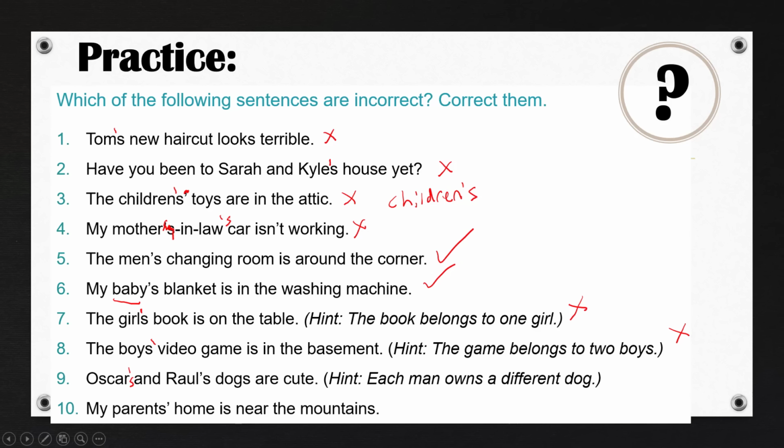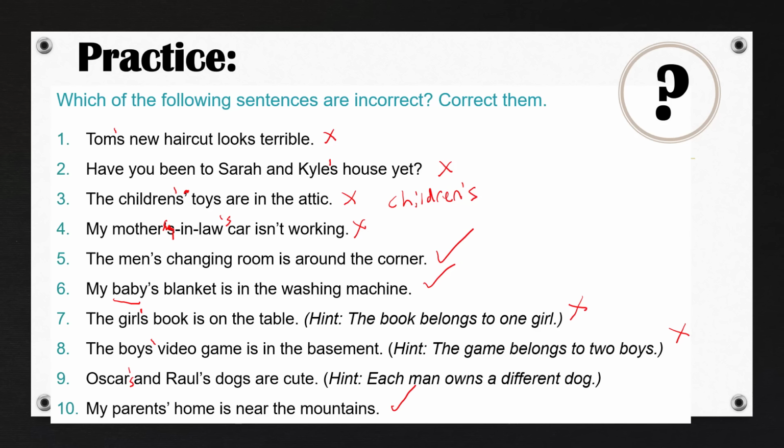And finally, number 10, my parents' home is near the mountains. This is correct because parents is two people, both of your parents, your mother and your father, for example, and the apostrophe would go after the S because this is a regular plural noun that ends in S.